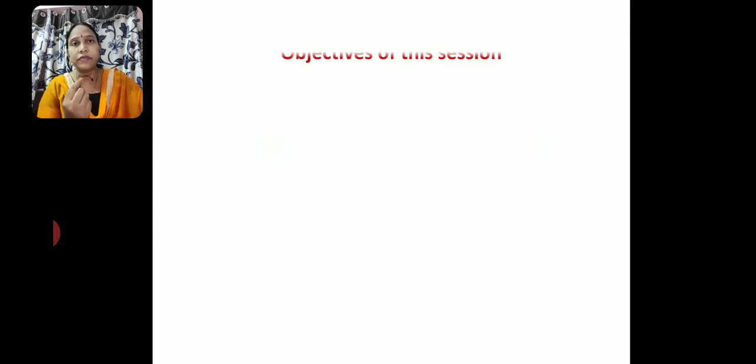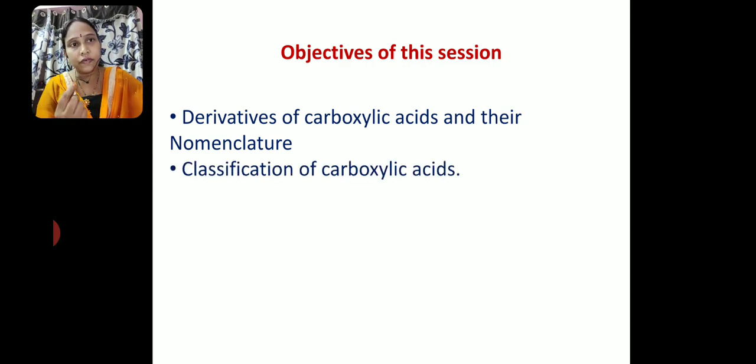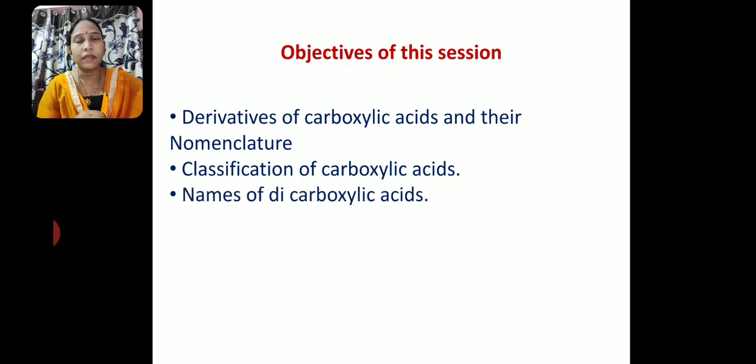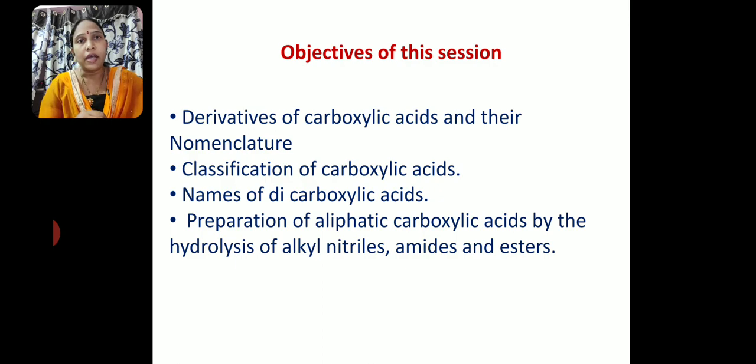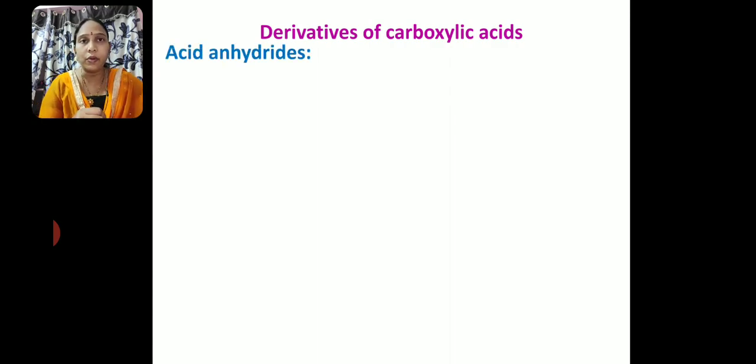The main objectives of this session are derivatives of carboxylic acids and their nomenclature, classification of carboxylic acids, names of dicarboxylic acids, preparation of aliphatic carboxylic acids by the hydrolysis of alkyl nitriles, amides and esters. In previous sessions, we have discussed a little about derivatives of carboxylic acids. Today we will discuss in detail about derivatives of carboxylic acids.